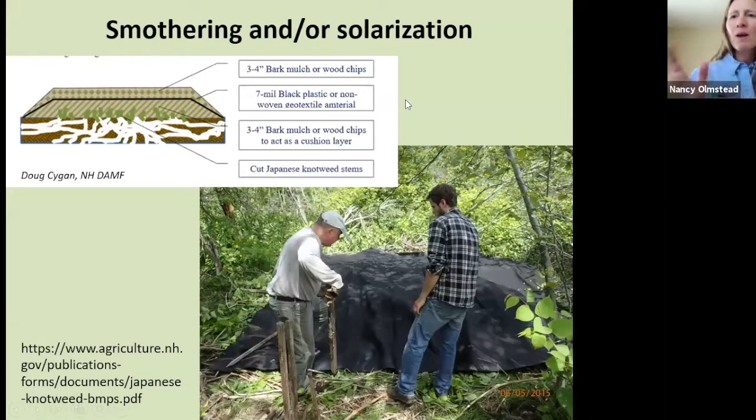It talks about a lot of different things about knotweed, but part of it talks about this technique of smothering. He's got a nice little diagram he made showing the cut Japanese knotweed stems in the soil down here. He's showing the black line for the black plastic or geotextile material. And if you like, you can put bark mulch or wood chips on top.